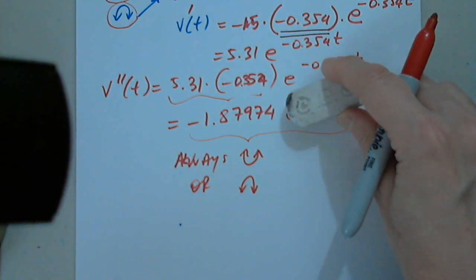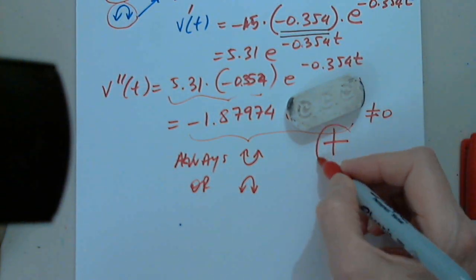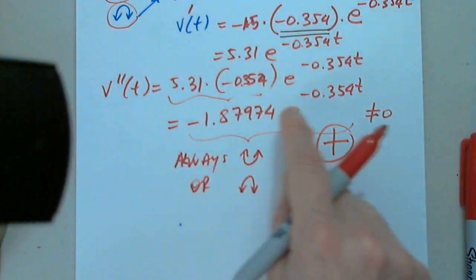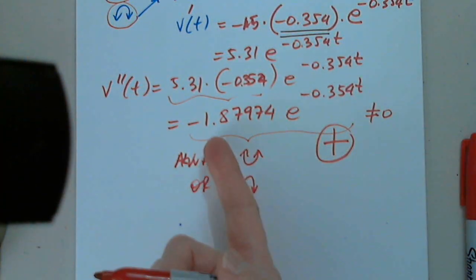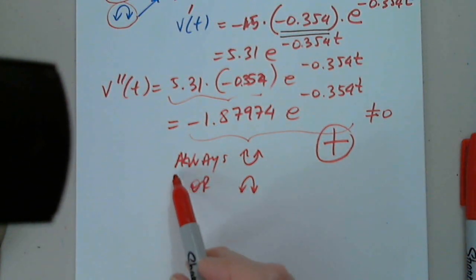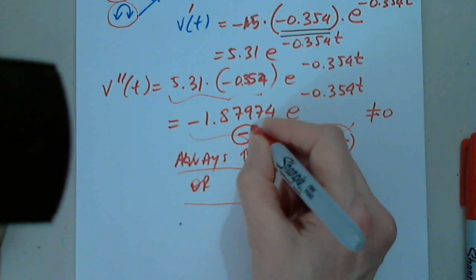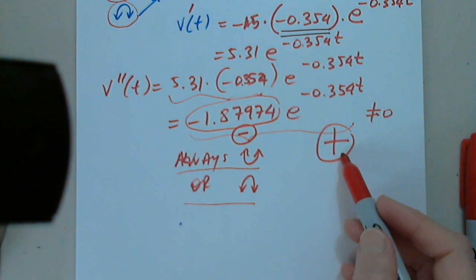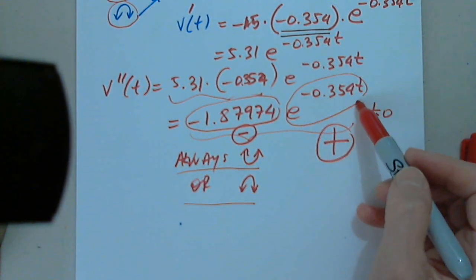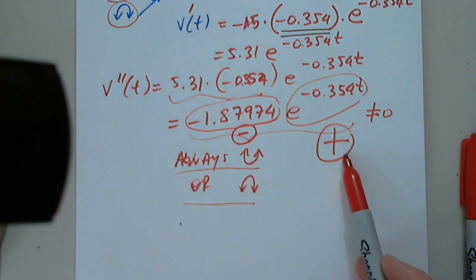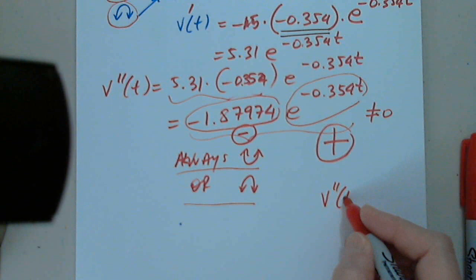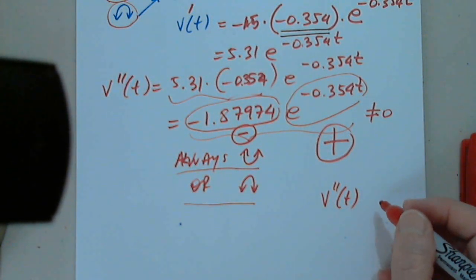We know that this is always a positive quantity, no matter what. Any e to any power is always positive. But there is a minus in front. So it's always opening upward or always opening downward. So this is a negative number. This is a negative number. And multiplied by a positive number always. So what will be the sign of the second derivative? So the second derivative will always have what sign?